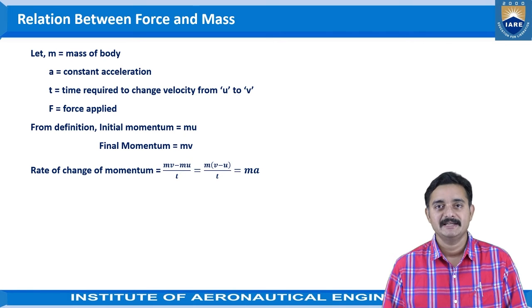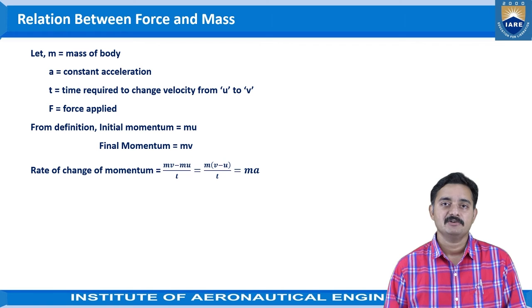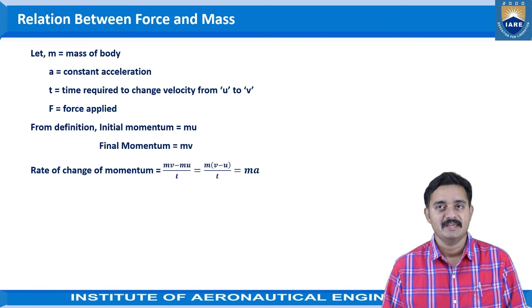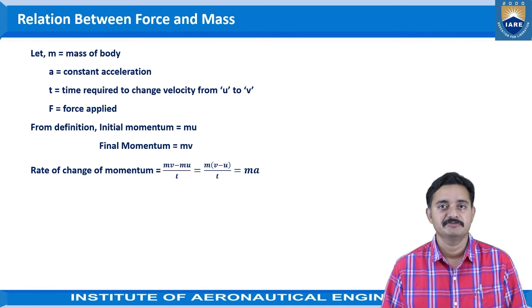So v is the final velocity and u is the initial velocity, and the difference divided by time, (v minus u) by t, would be the rate of change of velocity. This rate of change of velocity is the acceleration, so it is termed as m into a. So the rate of change of momentum is equal to ma. That is the final equation which we have obtained.